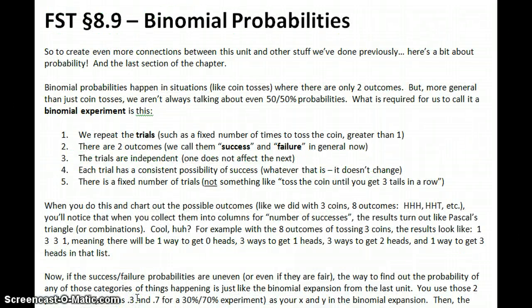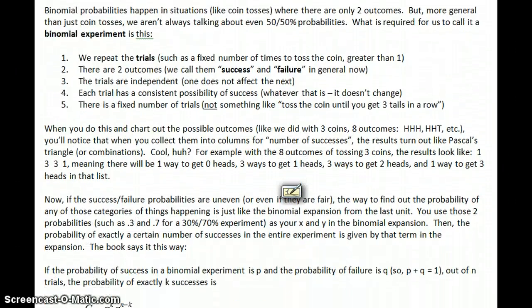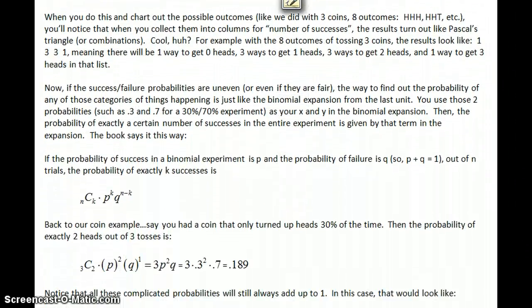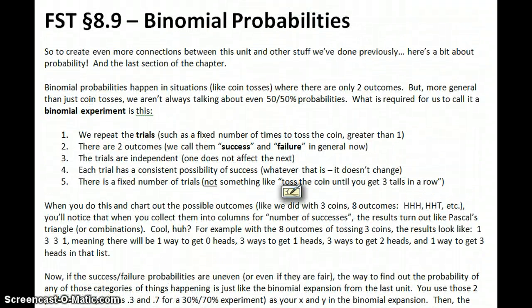Okay. So what are binomial probabilities? Binomial experiments are experiments that have two outcomes. Things like tossing a coin. Things like in medicine, did the person get cured or not? Success, failure, basically is what we're talking about. And you can compute these probabilities if they're uneven using the binomial expansion, using the Pascal's triangle kind of stuff that we've been working with. So it's actually kind of cool.